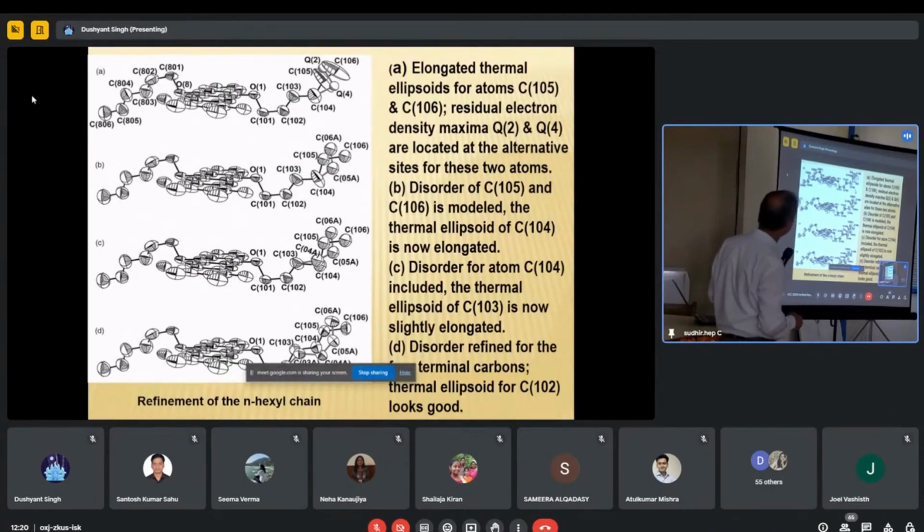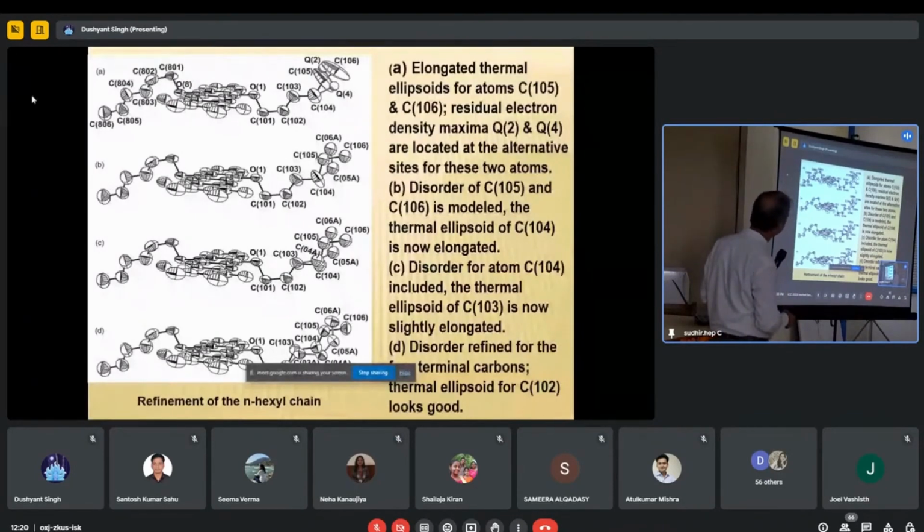We have resolved this. Now you can see C102, it is almost showing nil disorder. Even disorder of 5% we can ignore. So you have to do the refinement systematically. It is not that only two atoms are showing disorder. You will resolve them and leave it. Then next you have to see what the temperature factor is. Then you have to resolve this. After that you have to see the earlier one.